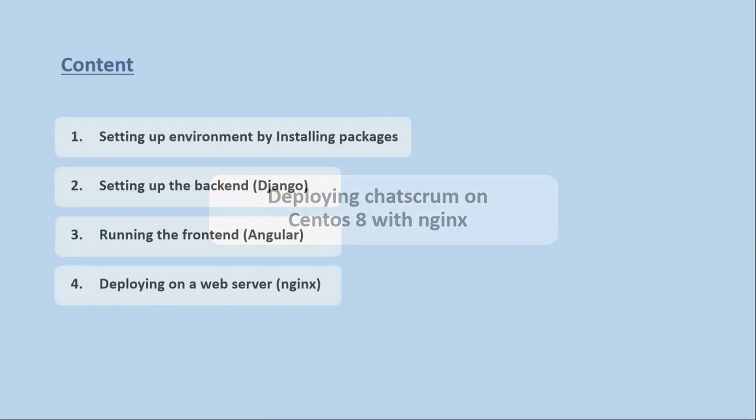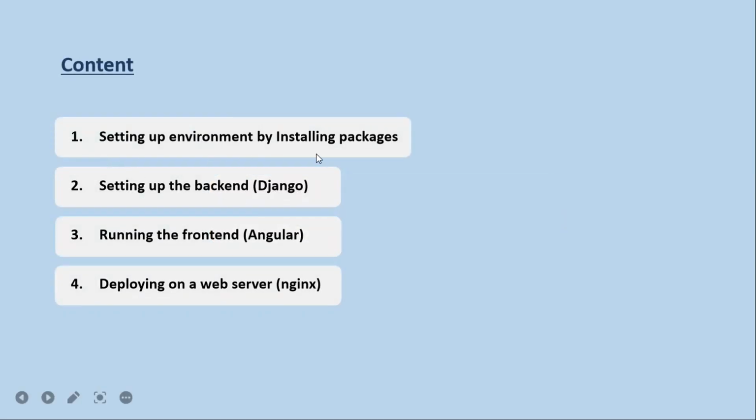This tutorial will be divided into 4 sections. Firstly, we will set up our environment by installing the necessary packages for the app. Next, we will be setting up the back end. Next, we will set up the front end, and finally we will display Chatscrum on the browser using a web server. In this case I am using Nginx as my web server.